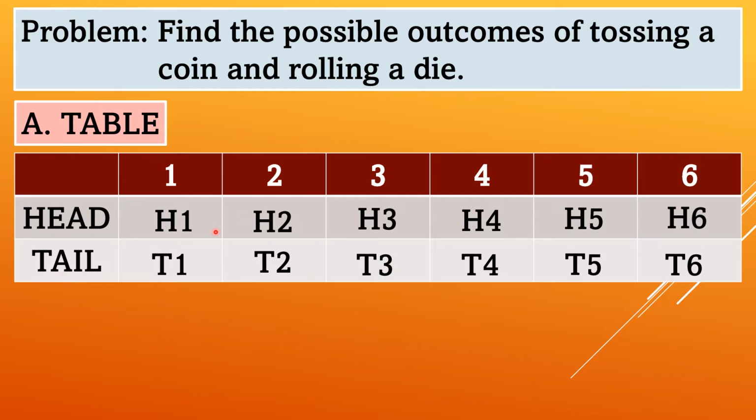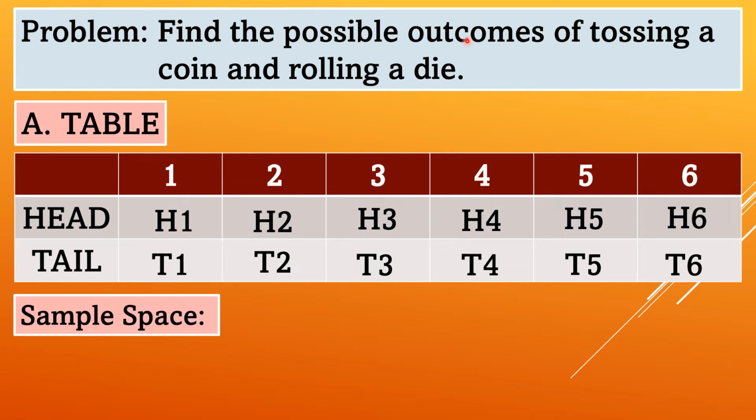So, itong H1, H2, H3, H4, H5, H6, T1, T2, T3, T4, T5, and T6, these are the possible outcomes if we are going to toss a coin and roll a die simultaneously. So, how are we going to find the possible outcomes? Ilan ang possible outcomes dito?